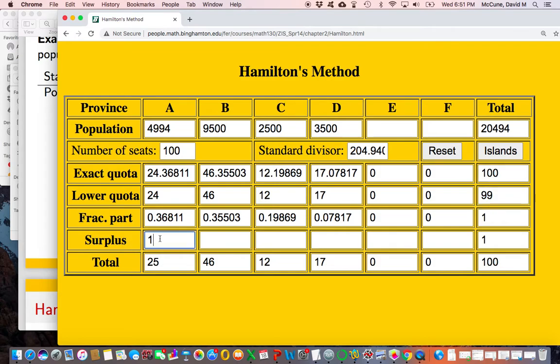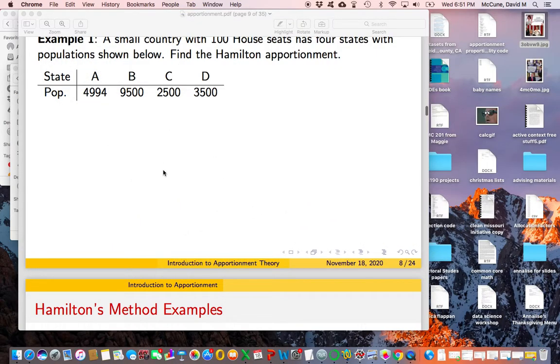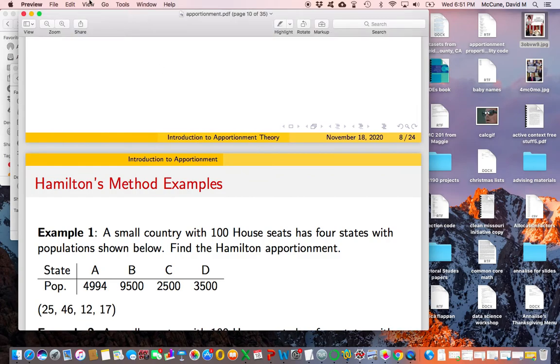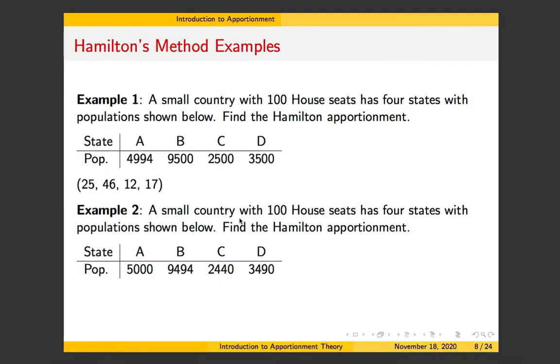And then it shows you where that 1 left over goes. It goes to State A by virtue of State A having the largest fractional parts. See, they show you the fractional parts. So State A sort of narrowly beat out State B for that last seat. So here's the Hamilton apportionment: 25, 46, 12, 17. So just use a calculator. We're going to use this calculator for other methods also because it shows you these quotas with the fractional parts. That's nice. It's useful. Okay, so anyway, here's the Hamilton apportionment: 25, 46, 12, 17.